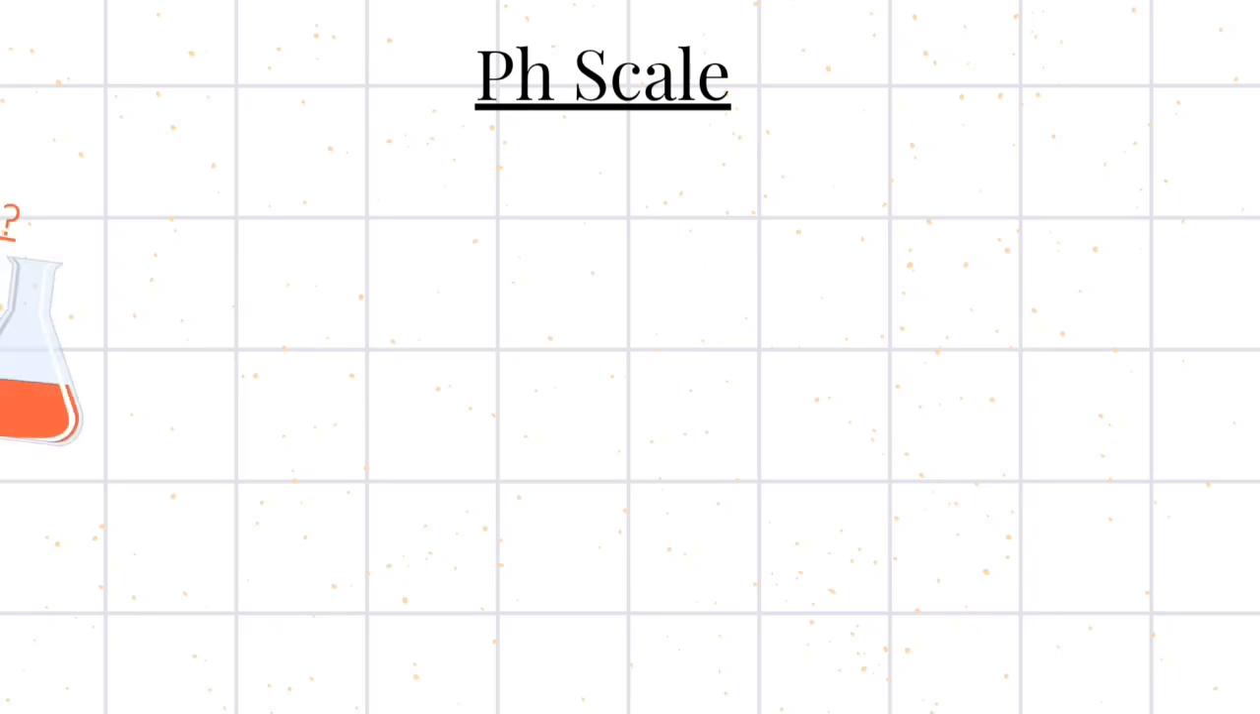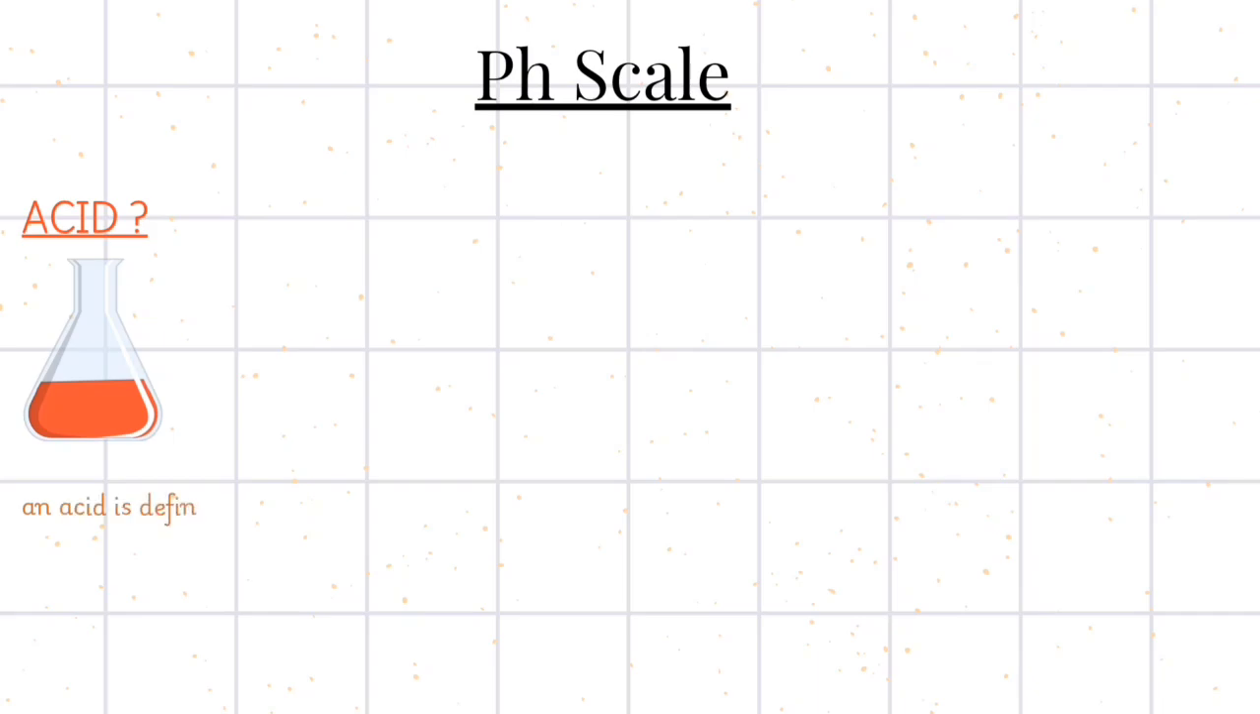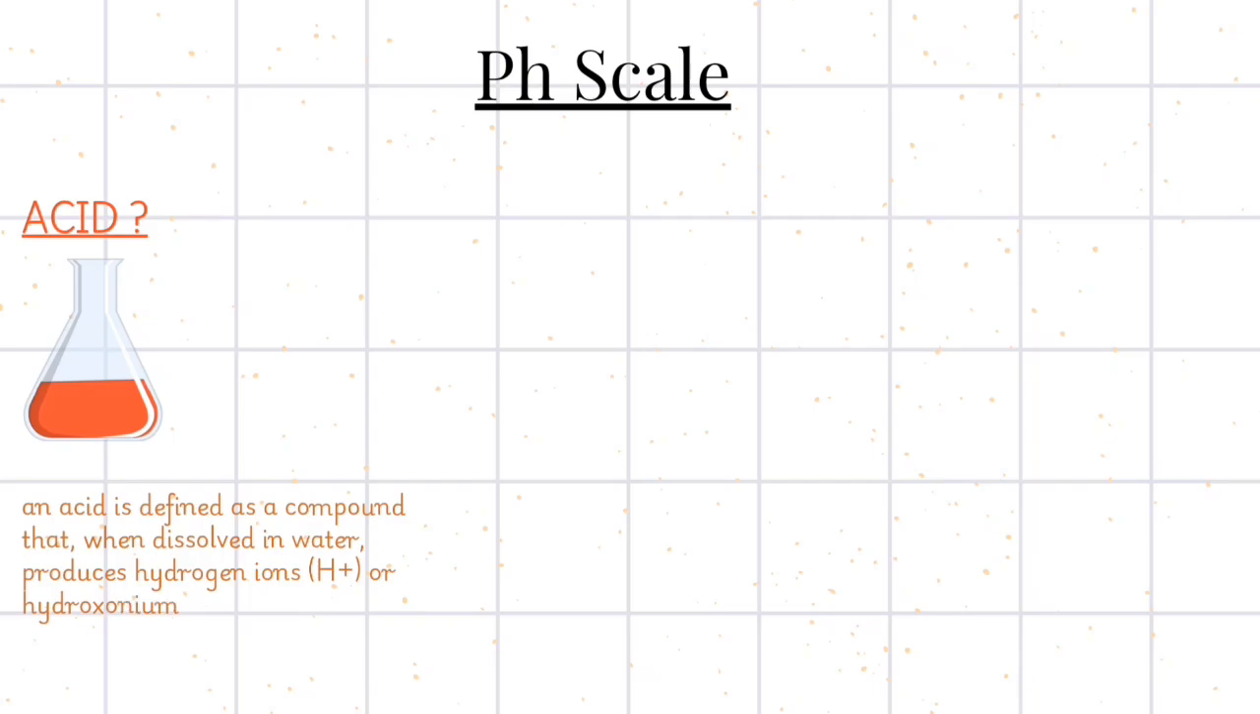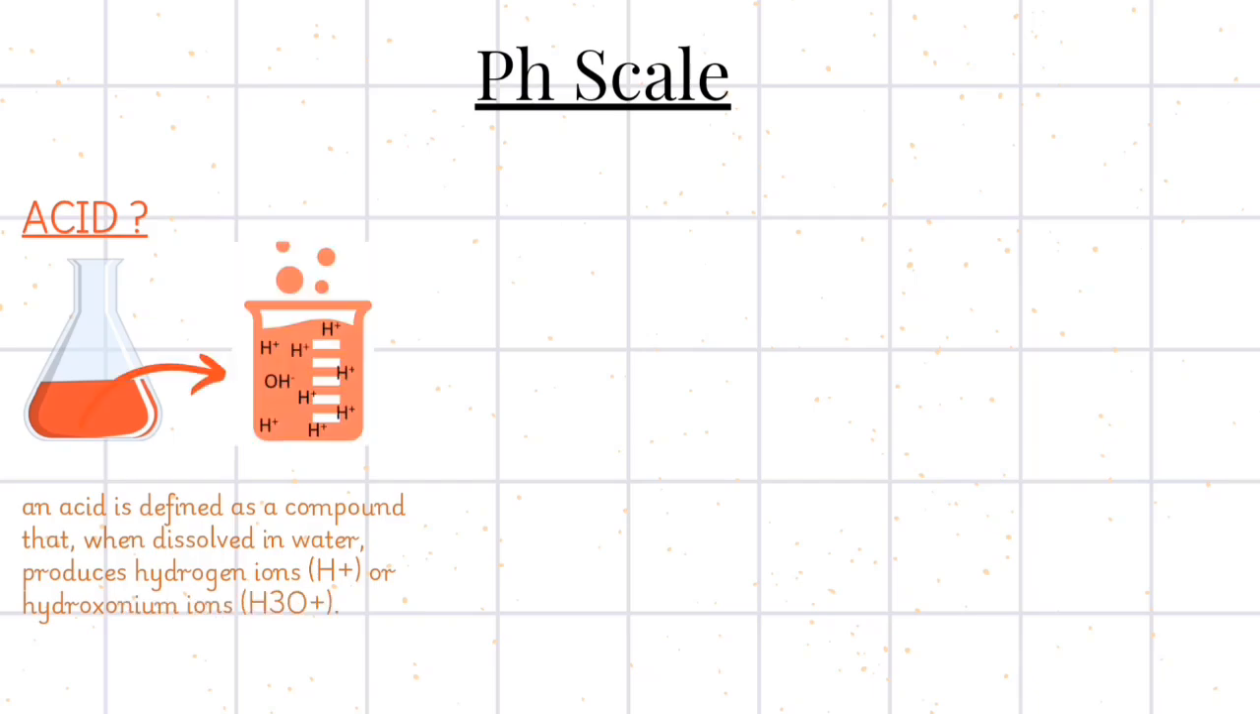The next thing we need to look at is what exactly makes something an acid. So, an acid you can define as a compound that when we dissolve it in water, it will produce hydrogen ions, which is the H+ ion, or hydronium ion, we call it, with chemical formula H3O+. Because an acid produces hydrogen ions, it can make a solution more acidic.